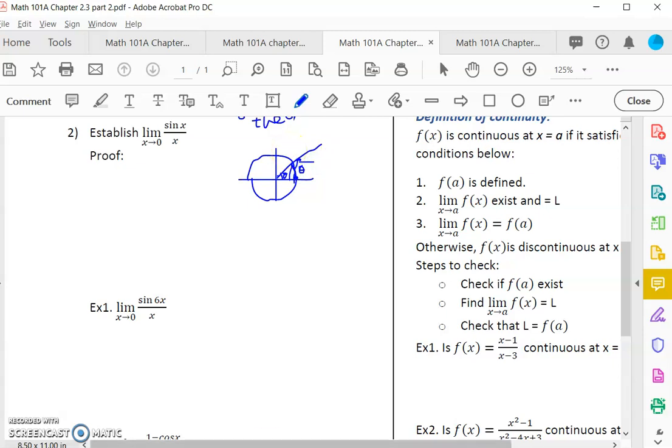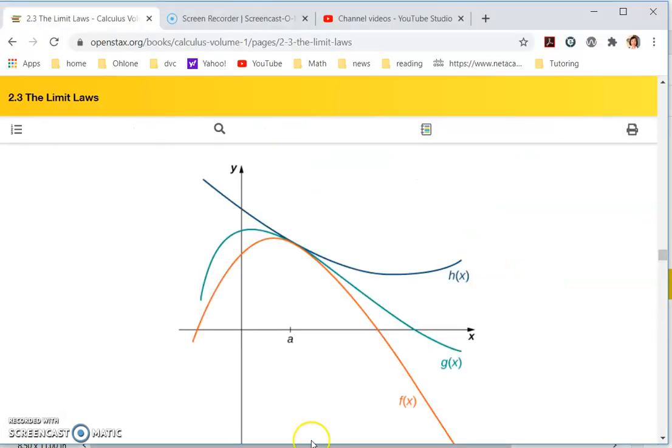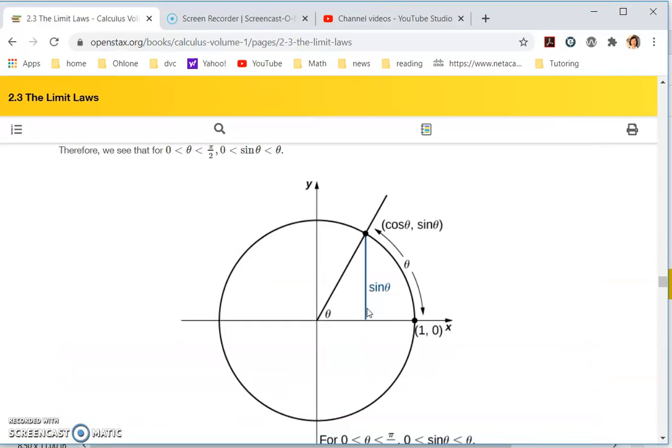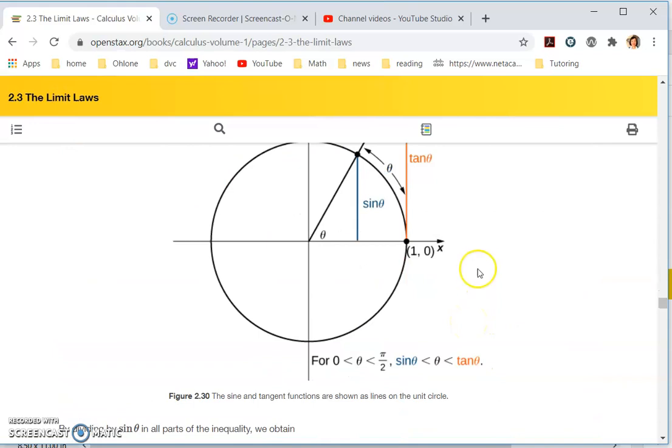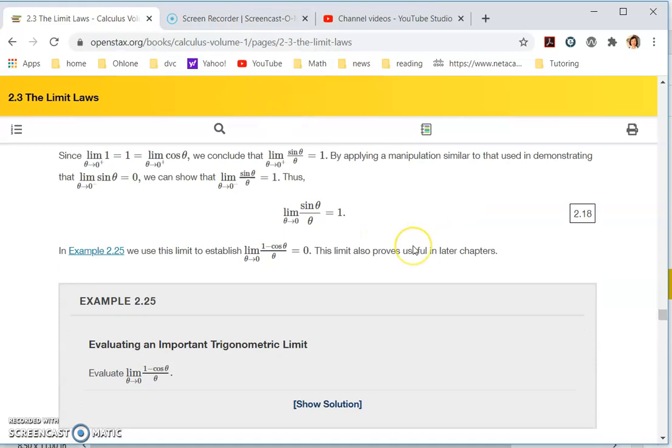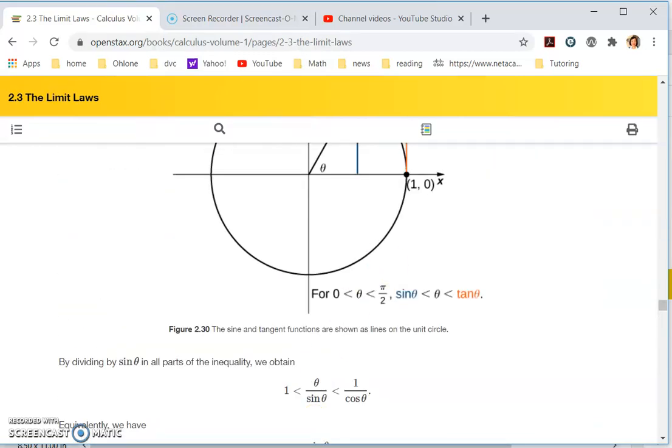Maybe I'll show the book. It's about, below, here. So this is tangent theta, this is sine theta, and this is theta, because theta in radians is actually the arc length of the unit circle. So you can obviously see that theta is between sine theta and tangent theta. So I'm going to just write it down here.